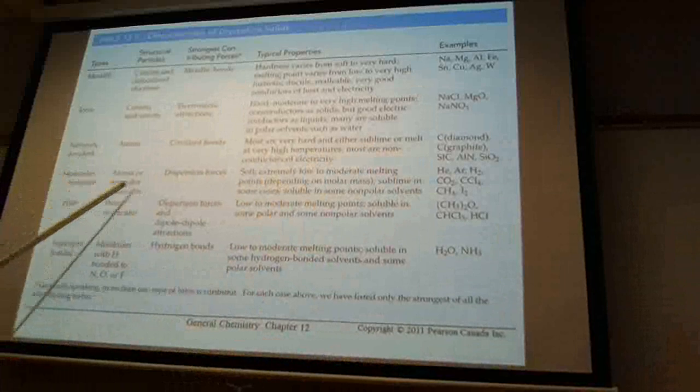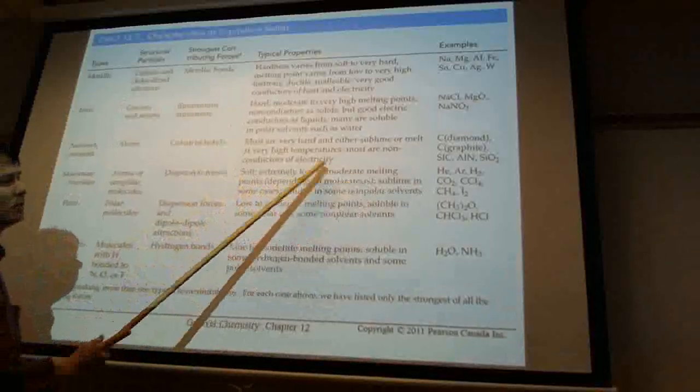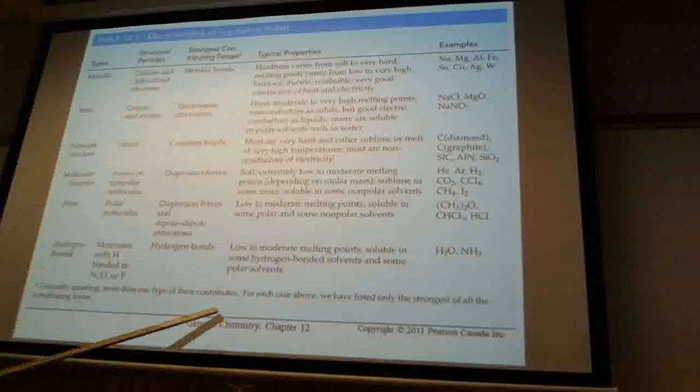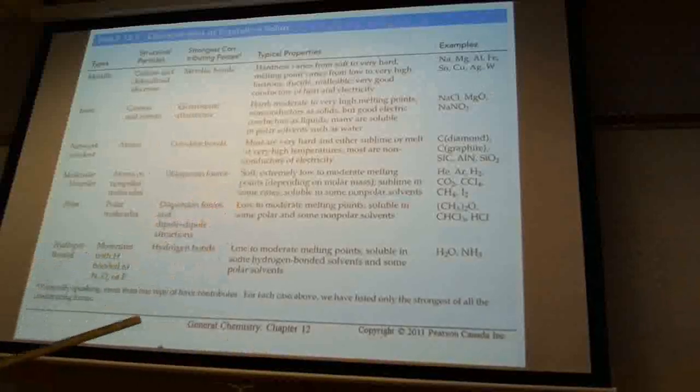Molecular solids are always soft, like ice. Slow to moderate melting points. Some examples of molecular solids: some of them have kind of high melting points, like asphalt, wax.